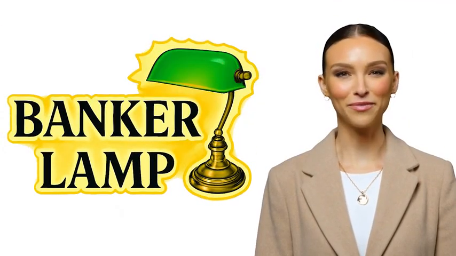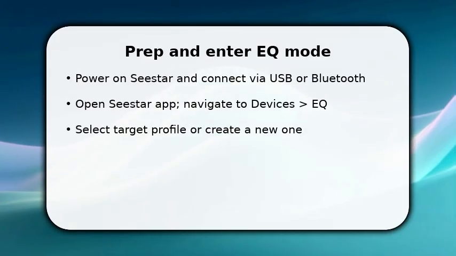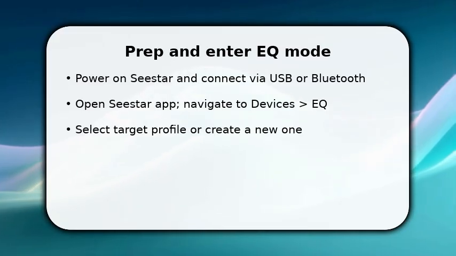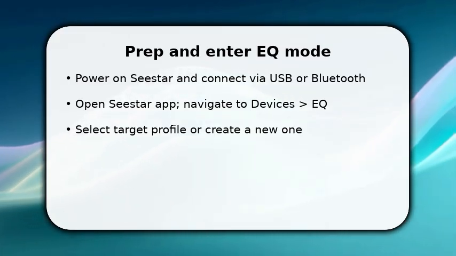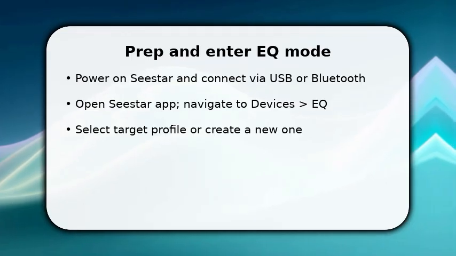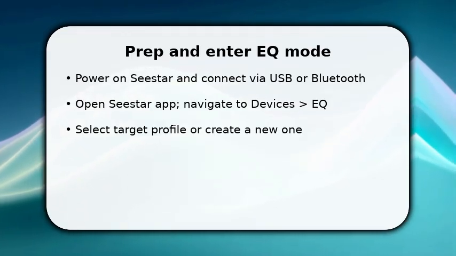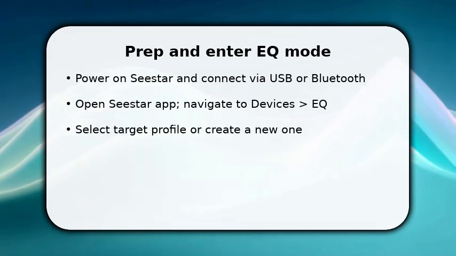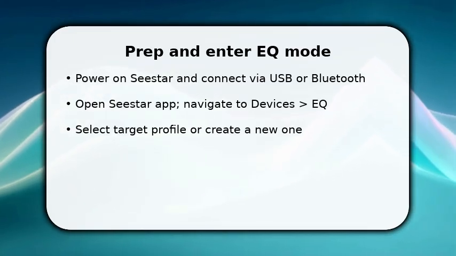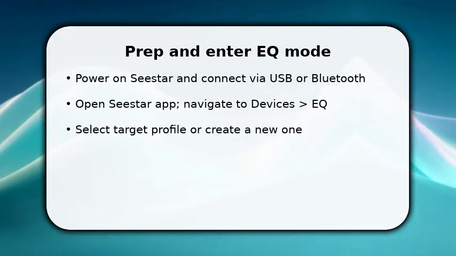Please enjoy the video. You start by powering Seestar and connecting it to your computer or phone. Make sure the device shows as online. Open the Seestar app and go directly to Devices, then EQ, so you are in editing view. Pick the profile you want to modify or tap Create New to preserve defaults.